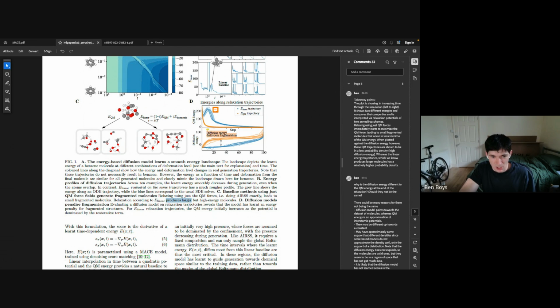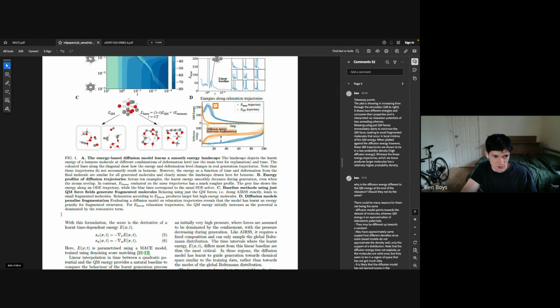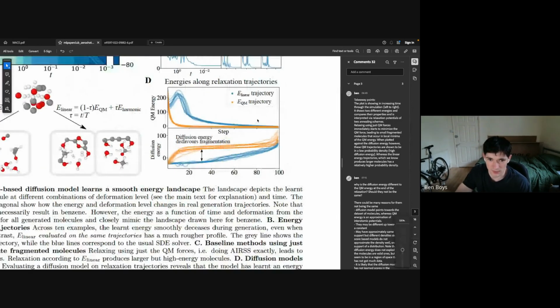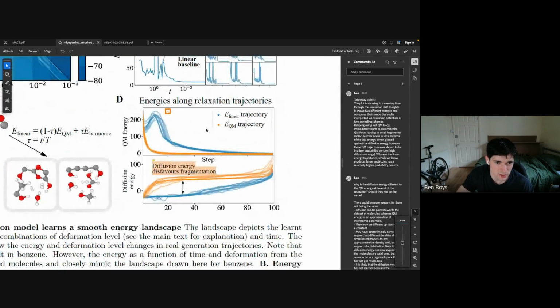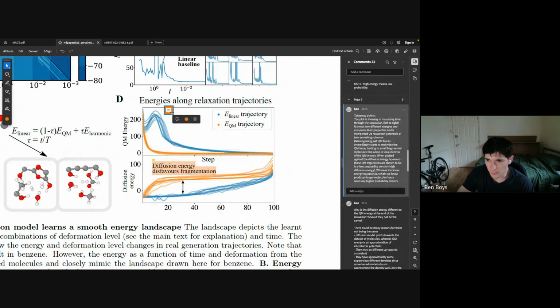They're larger, but they're high energy molecules, so they're low probability. And diffusion models penalize fragmentation. So this is really the key plot here. This is the insight that they have gained from diffusion models. Takeaway points: the plot shows increasing time through the diffusion simulation from left to right, so denoising. It shows two different energies and compares their properties, and is interpreted via relaxation potentials of two annealing schemes.